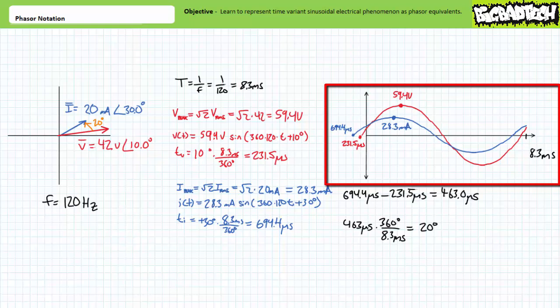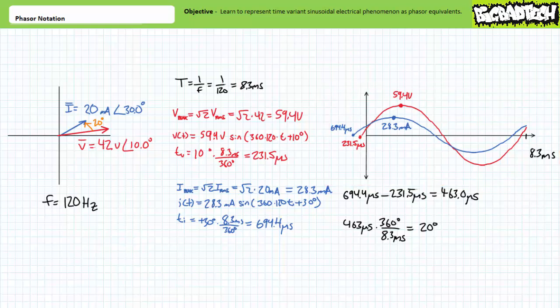The two zero crossings going positive are separated by approximately 8.3 milliseconds, and the waveform appears to be shifted approximately 231.5 microseconds in advance of the previously agreed upon reference. Now let's do the same thing for current.